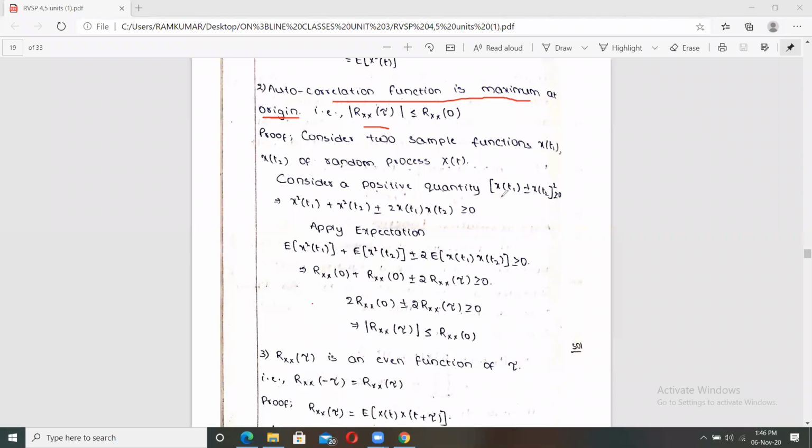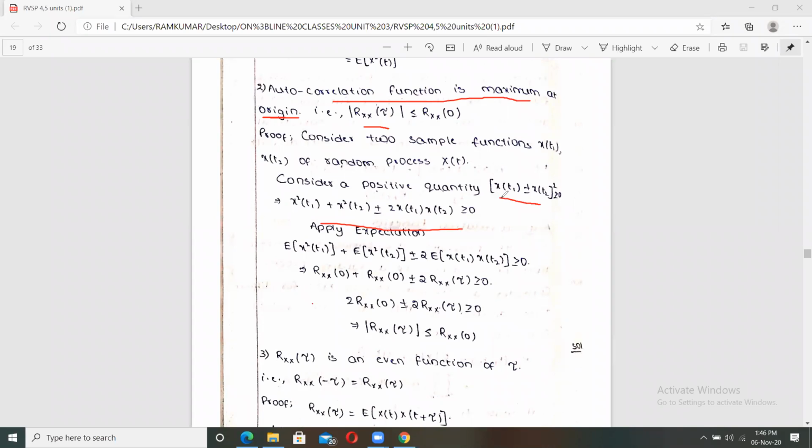Consider a positive quantity: the square of x of t1 plus or minus x of t2 is greater than or equal to 0. Take a positive quantity here of x of t1 and x of t2. These two are sample functions of a random process x of t.